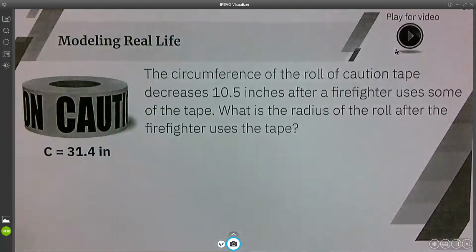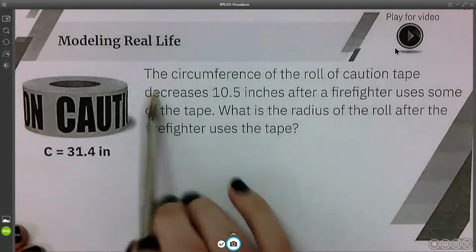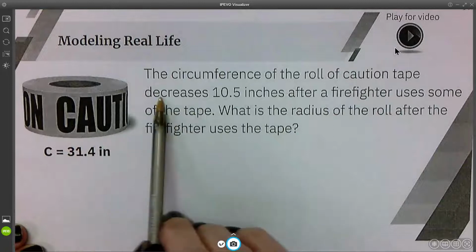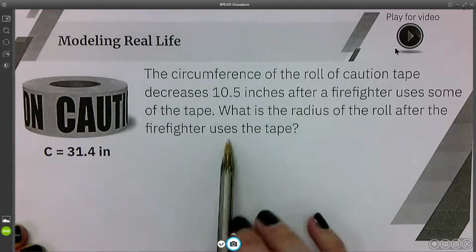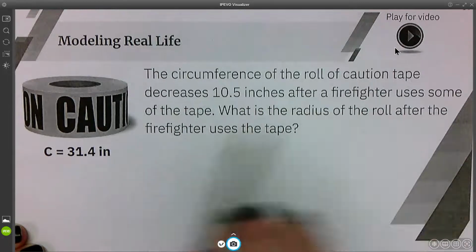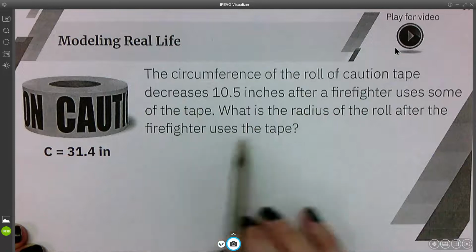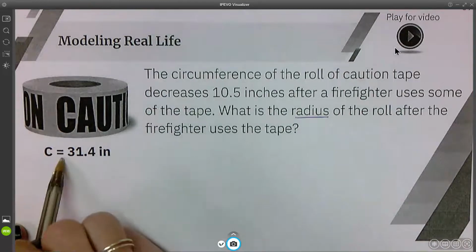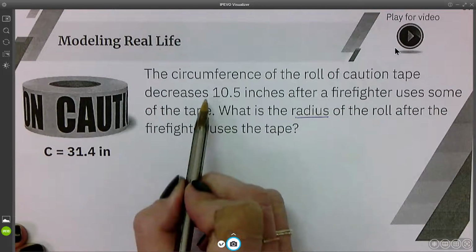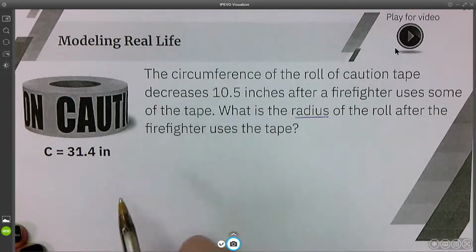In the modeling real life problem, we are told that the circumference of a roll of caution tape decreases 10.5 inches after a firefighter uses some of the tape. What is the radius of the roll after the firefighter uses the tape? So we're looking for the radius after the firefighter uses the tape. Before he uses it, we have 31.4 inches of caution tape, but it decreases 10.5 inches after he uses some of the tape.